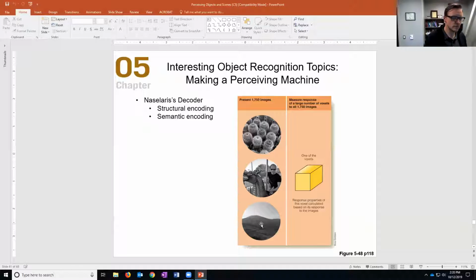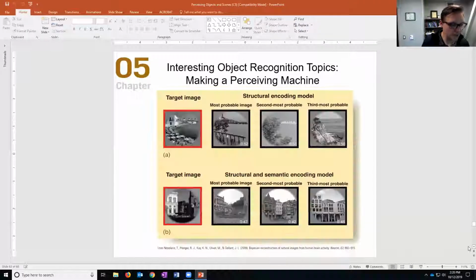Then we could randomly show people other images that the computer program has never seen before. Because it has never seen those images, it can't accurately guess, but it can make close approximations based on what it's learned. So we can show a person this, measure their activity, feed that information into the machine, and if the machine is basing its guess solely on the structural features of that image, then these are the guesses that it might make.